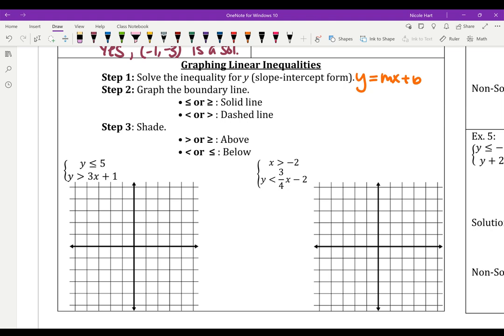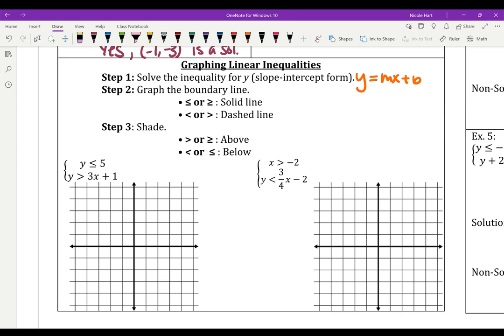And then we are going to shade either above or below said line. If it is greater than, we go where the y's go above. If it is less than, we go where the y's go below or smaller than. So we'll go underneath the x-axis.